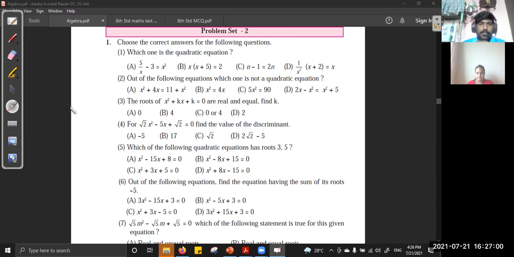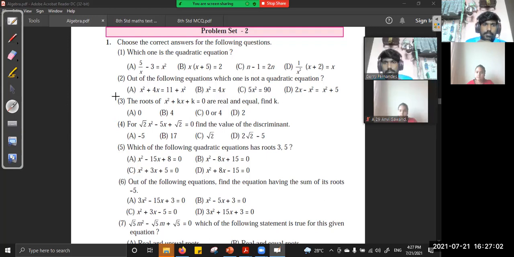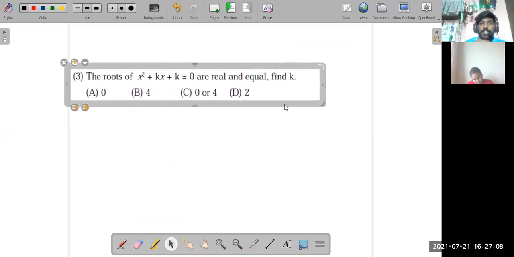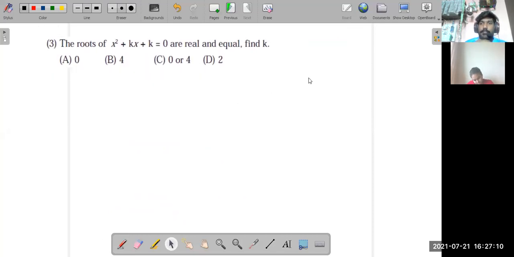Third one. The roots of this quadratic equation are real and equal. Find k. This is the same as the previous sum which we have done.